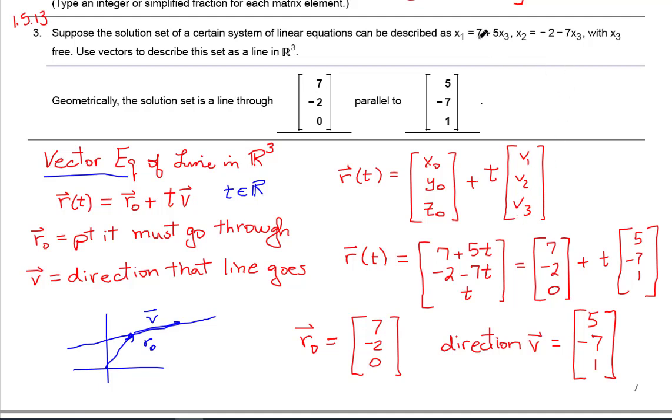So let's take what they gave us here. x1, x2, x3 is free. So I'm going to write that in here where the t is where x3 is. Alright, and now if I start separating this, I get 7, -2, 0 plus t times 5, -7, and 1. So my R0 is 7, -2, 0, and the direction that my line is going in is 5, -7, and 1.